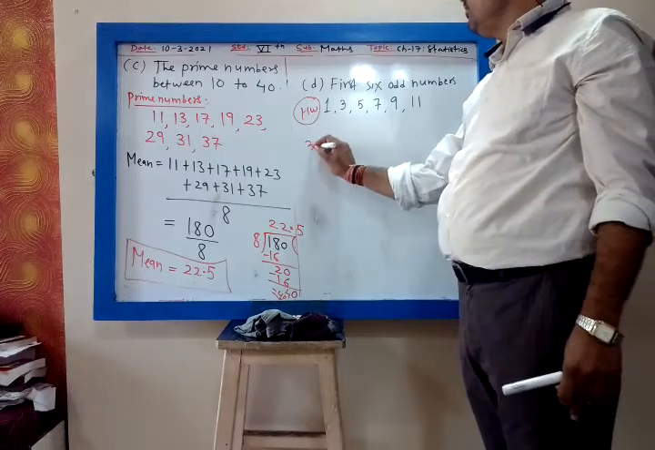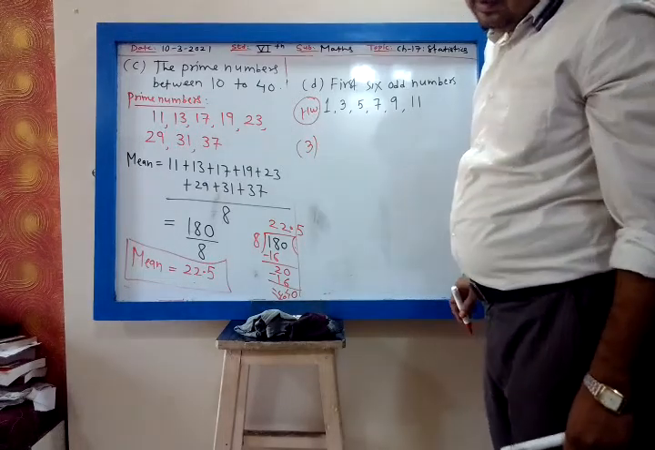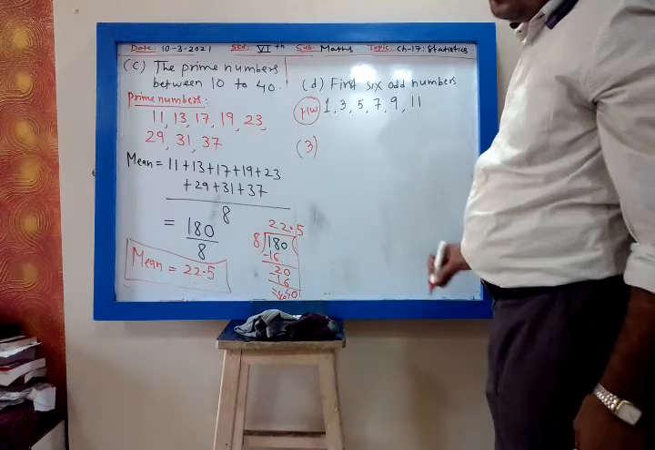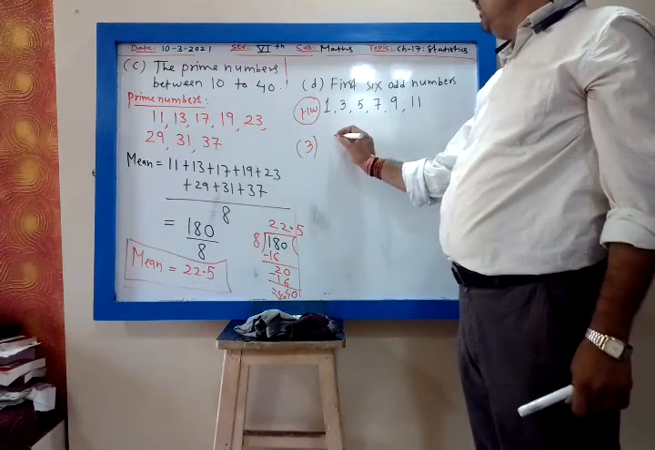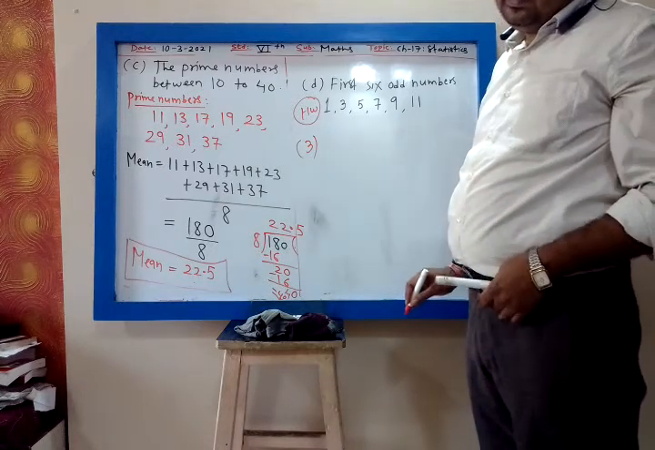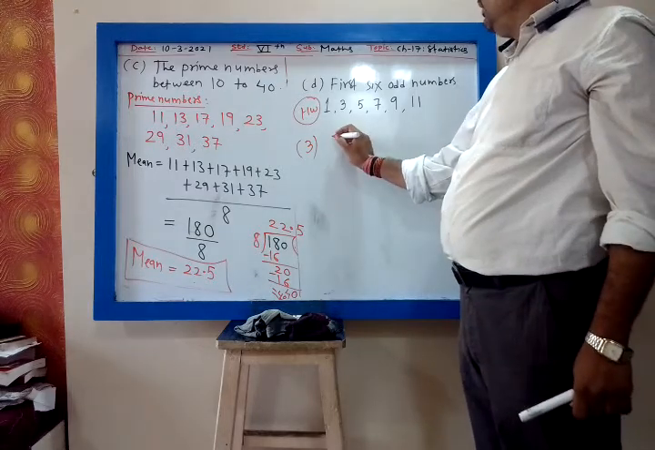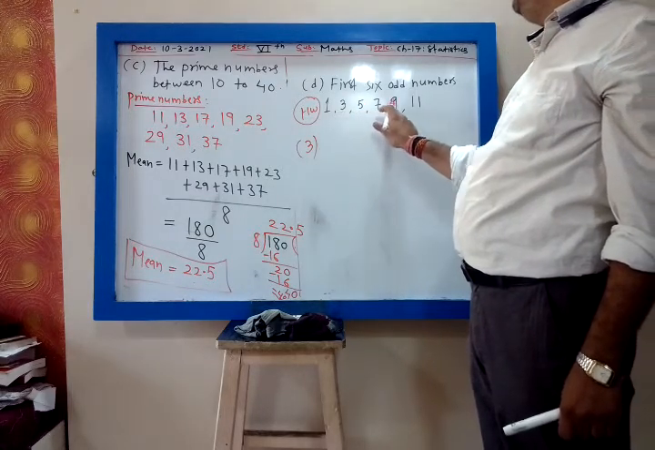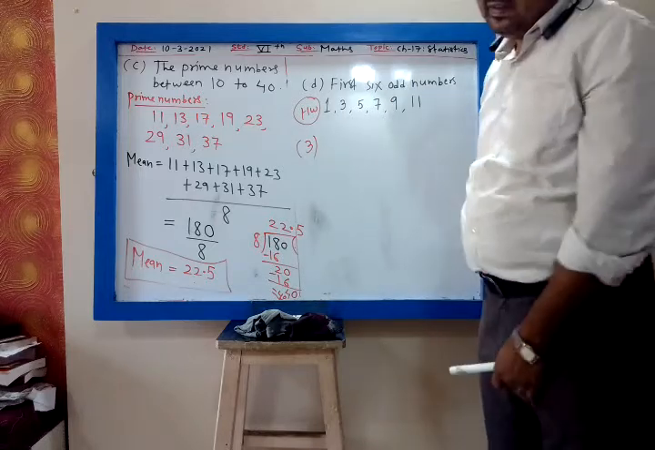Third one. The marks of 10 students who received maths marks are as follows. 10 students received. Here you add all the values, no? 1 plus 3 plus 5 plus 7 plus 9 plus 11 divided by 6.